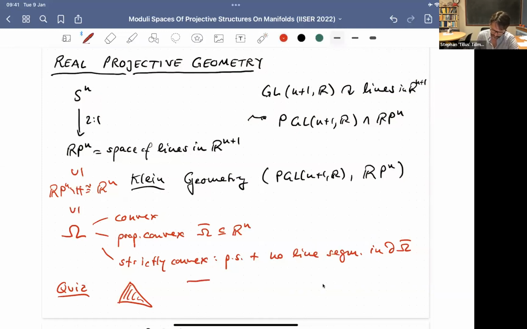Okay, so what about this set here? This here is just properly convex. This set here?